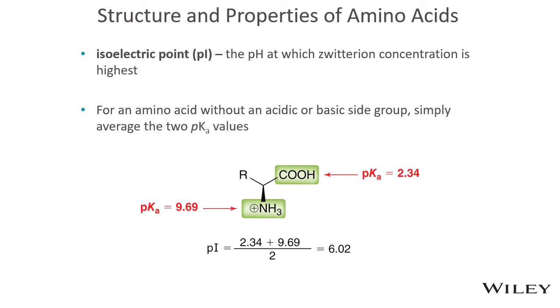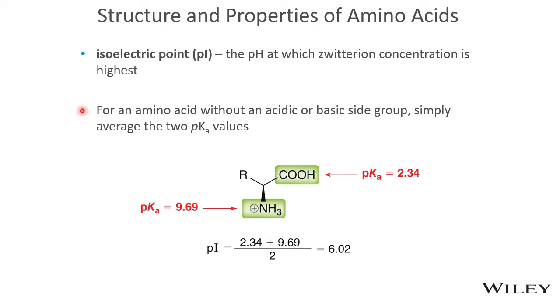Now the isoelectric point, also known as the pI, is the pH at which the zwitterion concentration is the highest. Now it may be close to, but not exactly, physiological pH, depending on the identity of the amino acid.